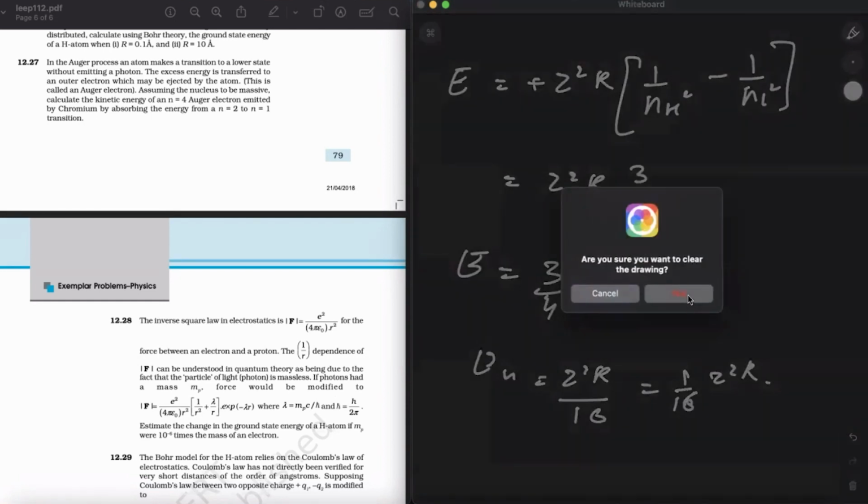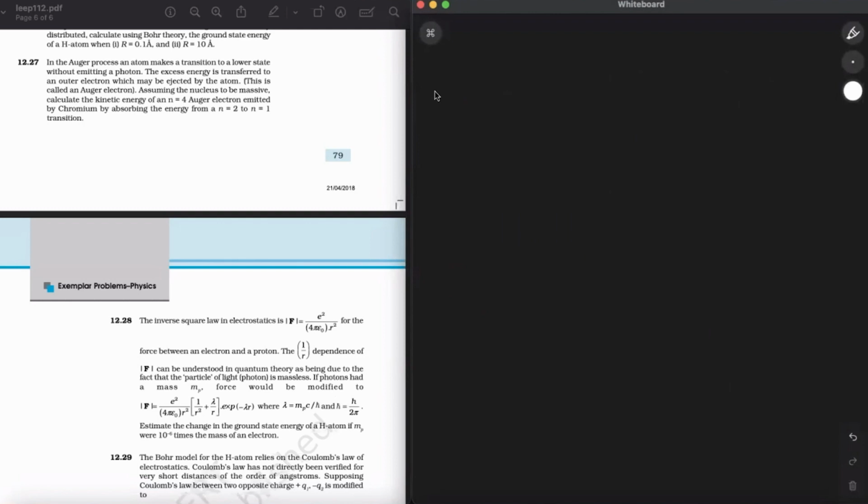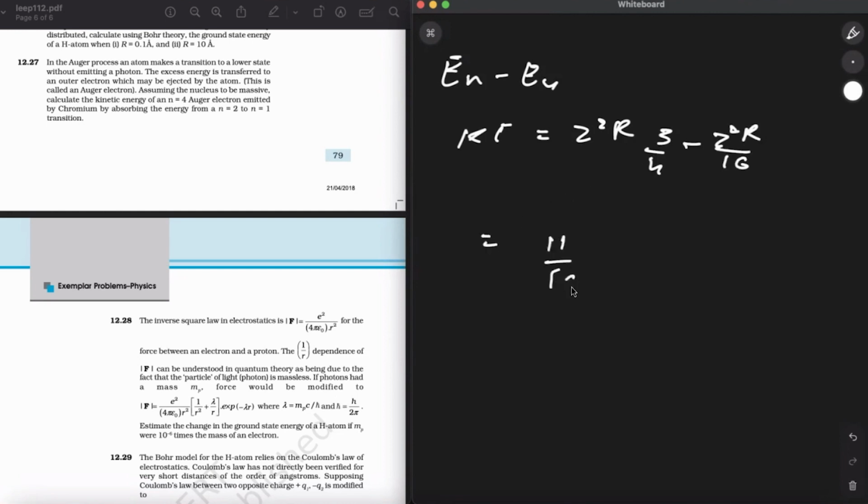Now the difference in energy will be equal to the kinetic energy. So En minus E4, we can write the kinetic energy as Z square R times 3 by 4 minus Z square R by 16. Now I'll write it as 11 upon 16 into 24 into 24 into 13.6 electron volt. So it is basically 5385.6 electron volts.